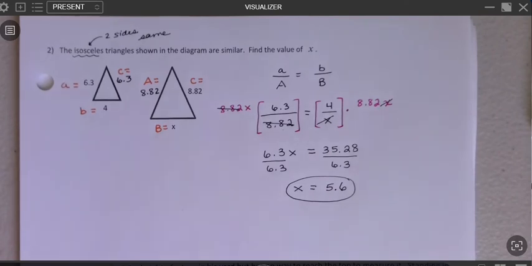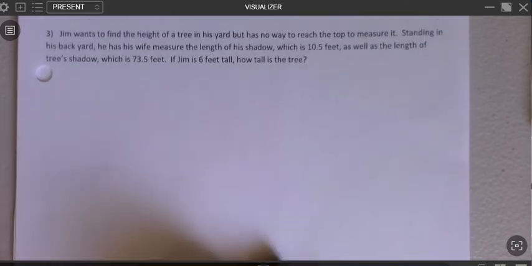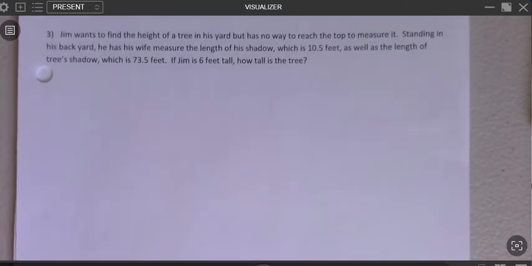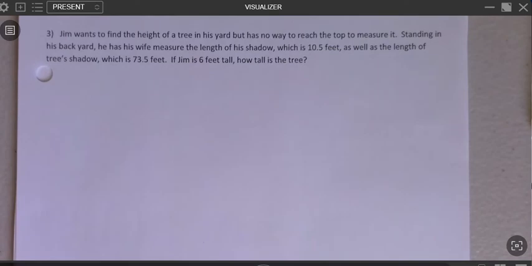All right, we've got one more problem here. There's an application or word problem here. Jim wants to figure out the height of a tree in his yard, but doesn't have a way to reach the top to actually measure it. Standing in his backyard, he has his wife measure the length of his shadow, which is 10.5 feet, as well as the tree's shadow, which is 73.5 feet. If Jim is 6 feet tall, how tall is the tree?